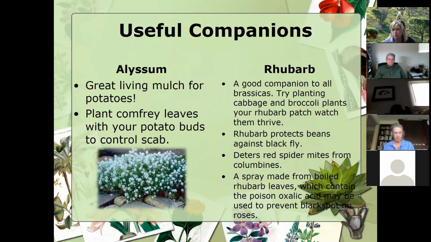Rhubarb is going to be a good companion to any of your brassica family. It's going to help protect beans from black fly. And again, that's going to be an occurrence. Not everybody's going to have the same pressure. If you have columbines, it can help reduce the numbers of red spider mites, which they love columbines for whatever reason. And you'll see there oxalic acid can be used on your roses to prevent black spot.